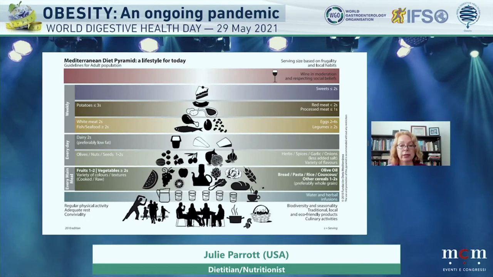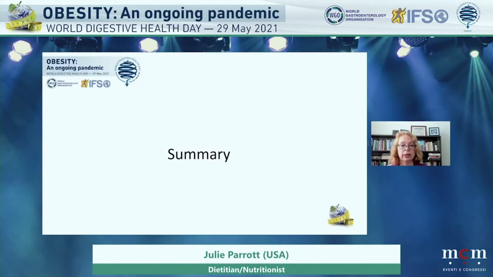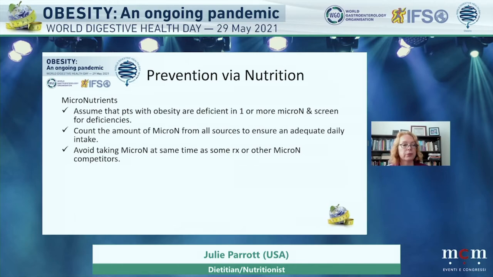But for patients with obesity and those who contract COVID-19, and may become long haulers, the need for micronutrients may be much, much different. So, in summary, micronutrients. Assume that patients with obesity are deficient in one or more micronutrients and screen for deficiencies. And this is pertaining to patients with obesity. Count the amount of micronutrients from all sources to ensure an adequate daily intake. Avoid taking micronutrients at the same time as some other prescriptions or medications or even other micronutrient competitors.